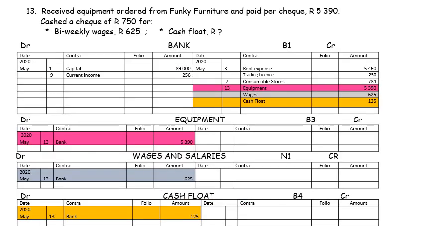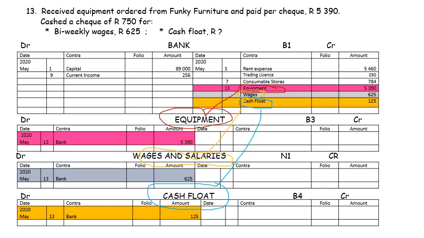On the 13th, we bought equipment. So there's my equipment we are buying. So money will be taken from the bank and we are buying equipment. Then we are paying the wages. Paying means money is taken from the bank, paying wages and salaries. And then the last one, we are going to put money in our cash float. Cash float is the other account concerned. Once again, every debit needs a credit.